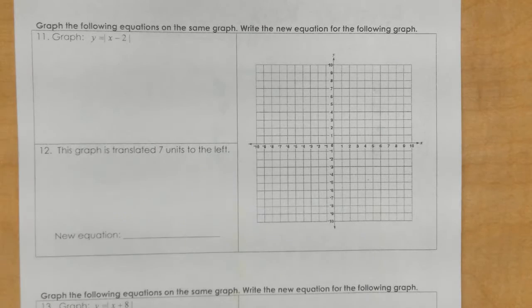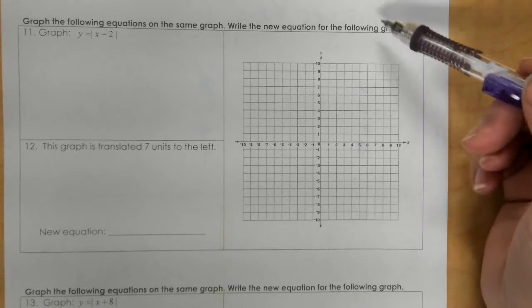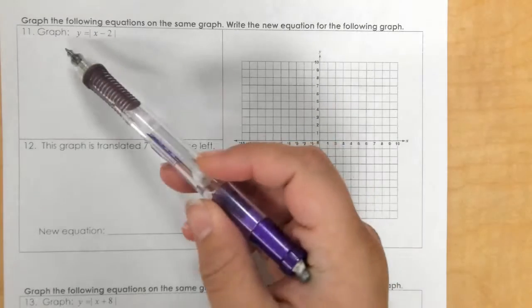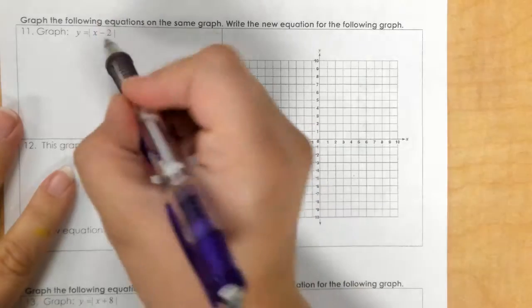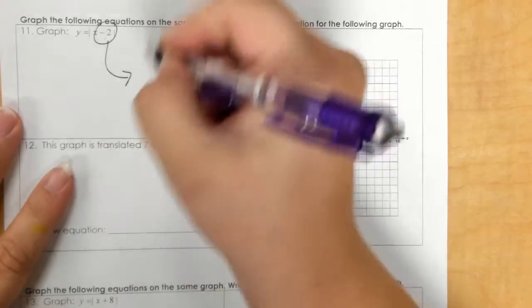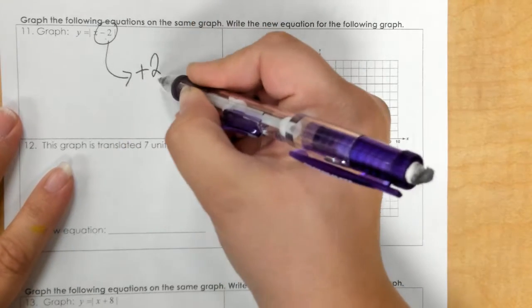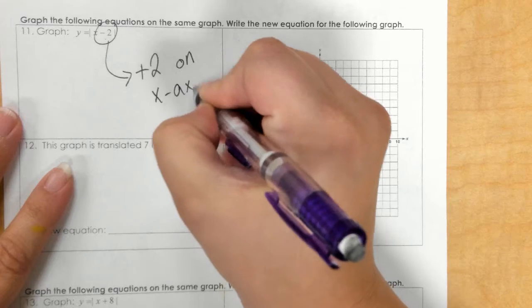For number 11, graph the following equations on the same graph. Write the new equation for the following graph. So for this one, if I want to graph this absolute value equation, if I see here in the absolute value it says -2, but when you graph it, you have to do the opposite. So I'm going to go to +2 on the x-axis.